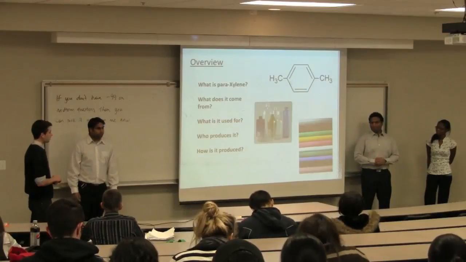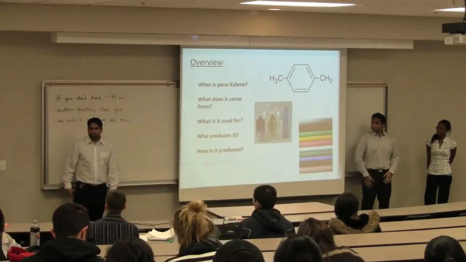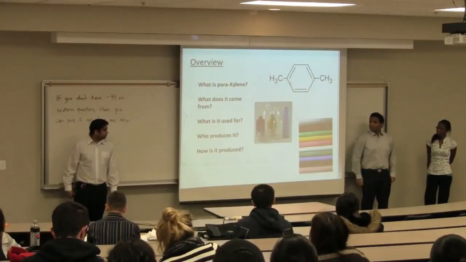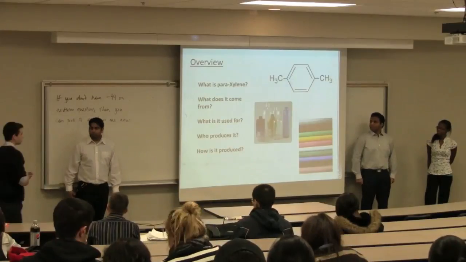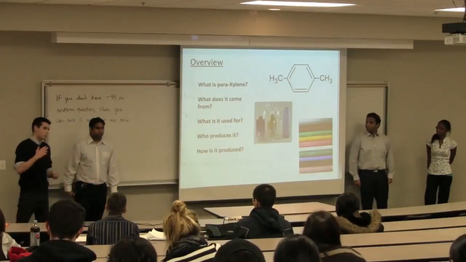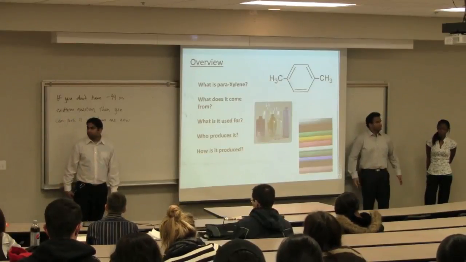And how is it produced? So it's produced through separation. There's a couple of separation steps, and the most relevant one is crystallization. Because the boiling point of xylene and its isomers is really close, it's sort of hard to separate it by that method.